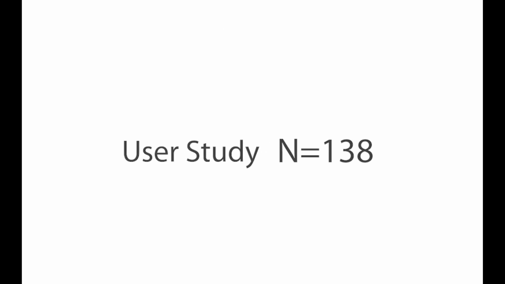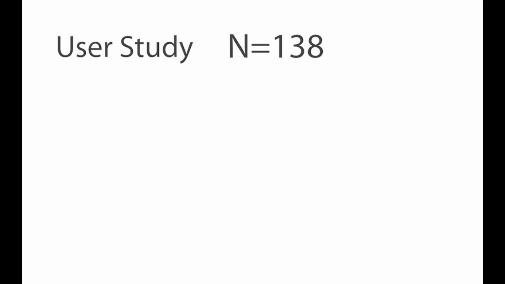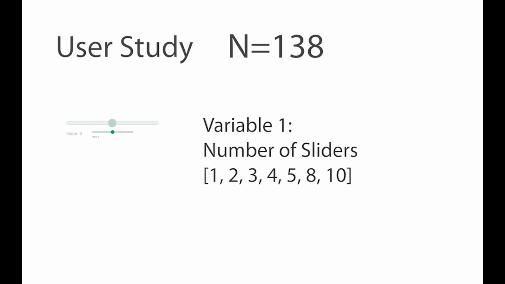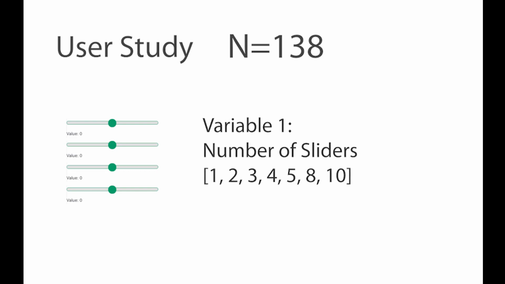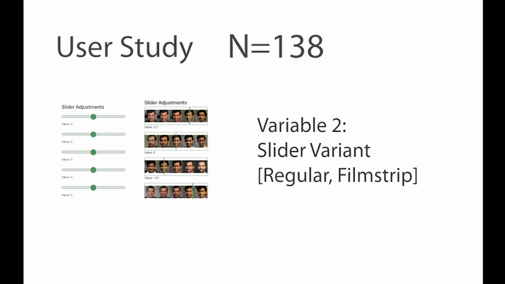In our online study, we recruited 138 participants via Prolific. We focused on two variables of the slider interface. First, we vary the number of control dimensions to evaluate how users interact with the slider interface with increasing complexity, where complexity is described by the degrees of freedom with each additional slider. Secondly, in addition to the regular slider, we introduced another variant, which we call the film strip slider.